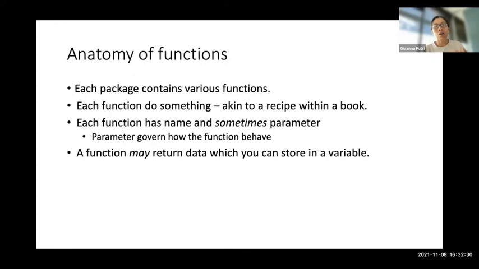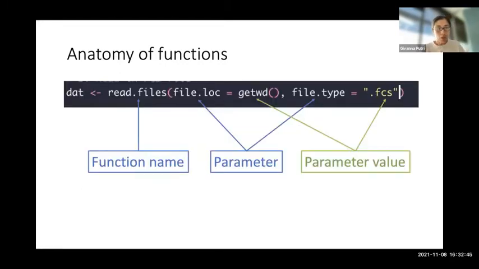And if you are familiar with t-SNE, you often hear the term perplexity and so forth. Those are basically parameters. A function may return data, which you can later store in a variable, or it may not return anything at all. So this is what a function would look like.